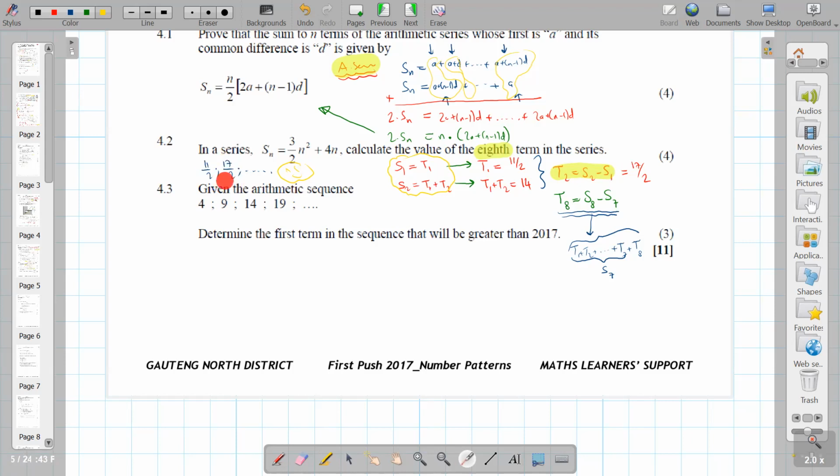Okay, determine the first term in the sequence that will be greater than 2011. It's kind of an inequality question. It says greater, but don't worry about it. You're just going to find the first term. So we can just say Tn is more than 2007, and from then we can work it out. So can we write Tn? Yes. Can we get this equation solved? Yes. That would be some nice marks over here again.